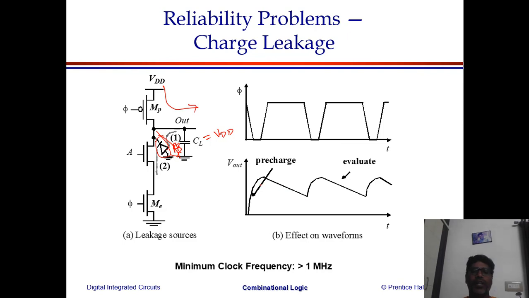So what happens here is, during pre-charge it has been charged to a higher value. During evaluation, it gets discharged, or leaked, by some amount. So see here, this leakage becomes a problem. Charge leakage becomes one of the major problems. Thereby the reliability of the output becomes a question with respect to dynamic logic.